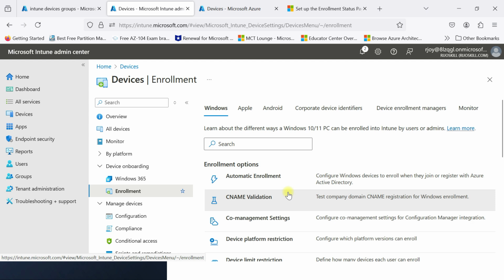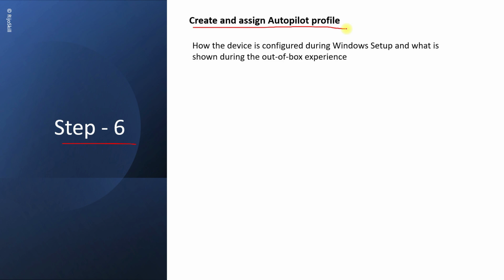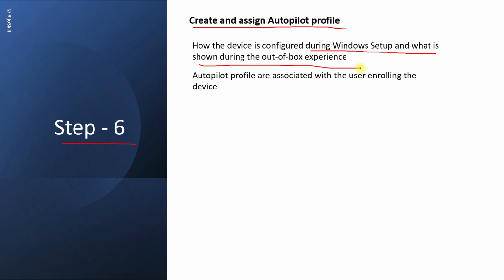So we will go for our next step. Next, step 6, create and assign the Autopilot profile. We need to create and assign the Autopilot profile. Just click this one: how the device is configured during Windows setup and what is shown during the out-of-box experience. This will show the Autopilot profile. Here the Autopilot profile can be associated with the user enrolling the device. So whichever device the user enrolls, this Autopilot profile will be applied to that device.